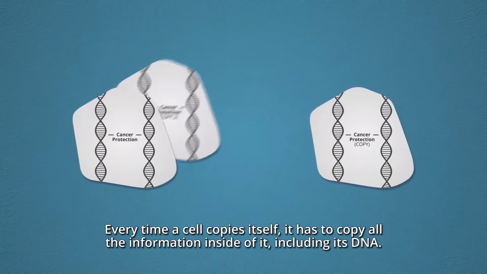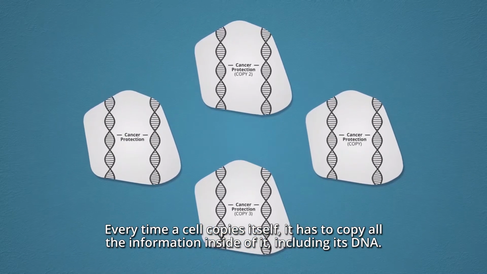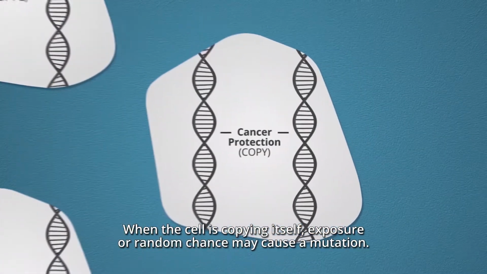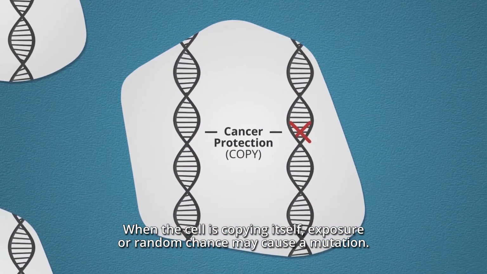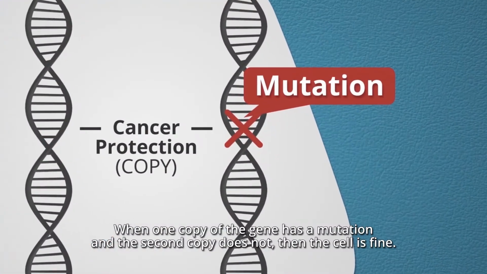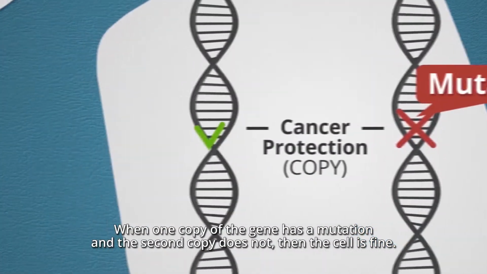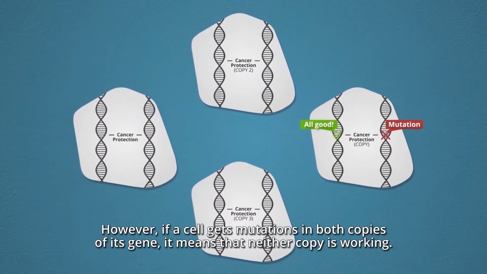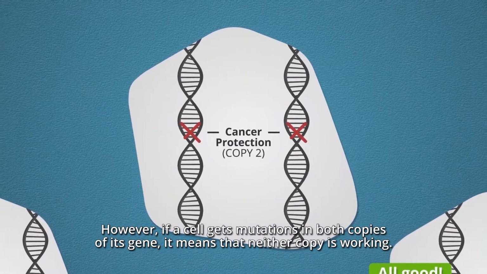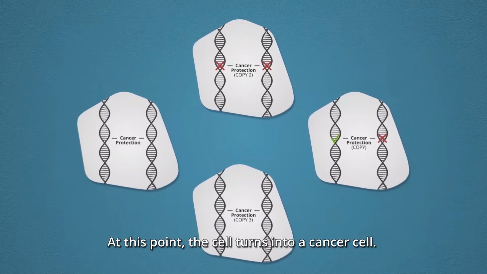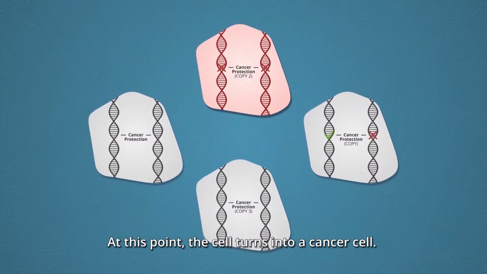Every time a cell copies itself, it has to copy all the information inside of it, including its DNA. When the cell is copying itself, exposure or random chance may cause a mutation. When one copy of the gene has a mutation and the second copy does not, then the cell is fine. However, if a cell gets mutations in both copies of its gene, it means that neither copy is working. At this point, the cell turns into a cancer cell.